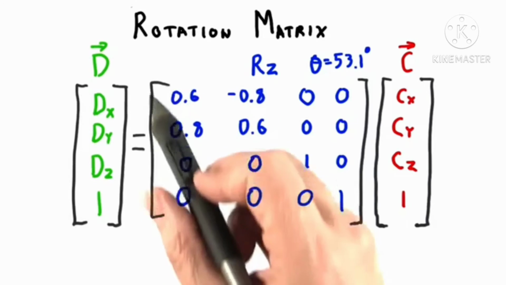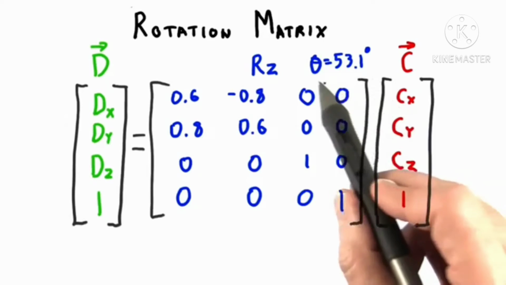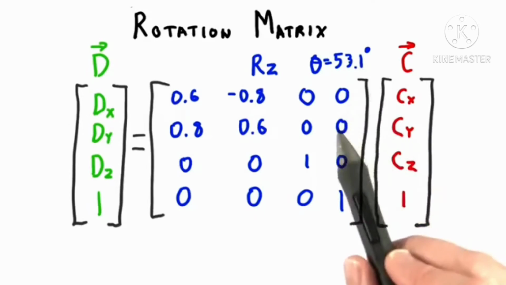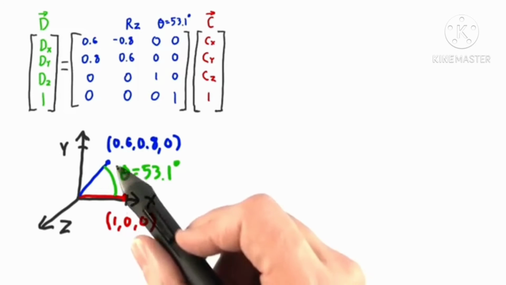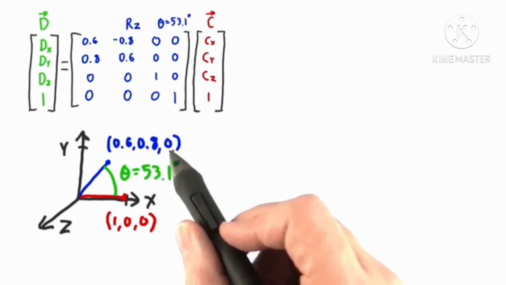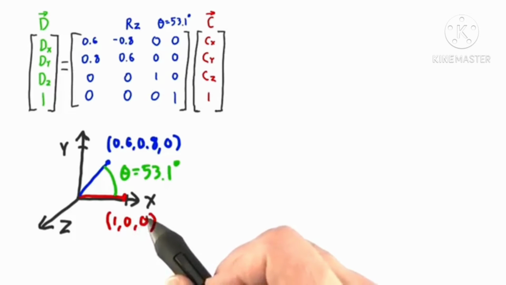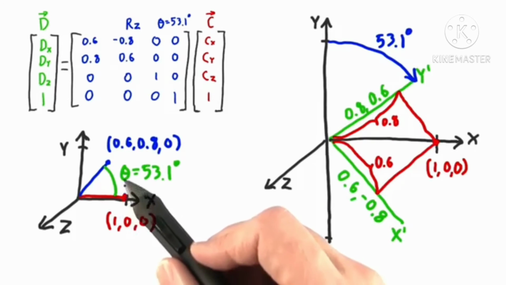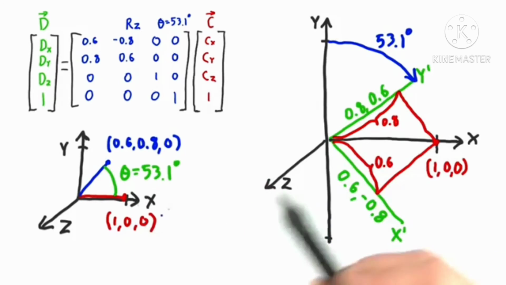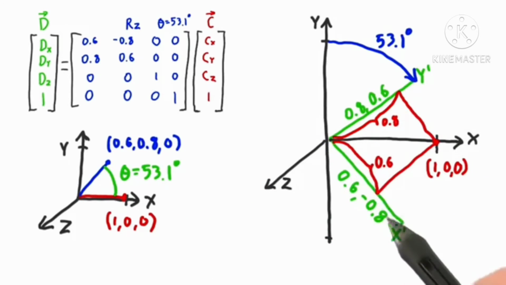Here's a real rotation matrix around the z-axis for a rotation angle of 53.1 degrees. As an example, the coordinate 1, 0, 0 transforms to the coordinate 0.6, 0.8, 0. The coordinate is rotated counterclockwise around the origin. One way to look at things is that you're rotating a point from one location to another. Another way to look at it is that you're changing the frame of reference.